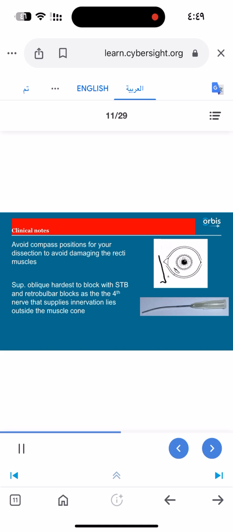The superior oblique muscle, that provides around 15 degrees of torsion of the eye and a little inward movement, is also the hardest to block with subtenon and retrobulbar blocks, as the 4th, or trochlear nerve, that provides innervation to this muscle, lies outside the muscle cone.